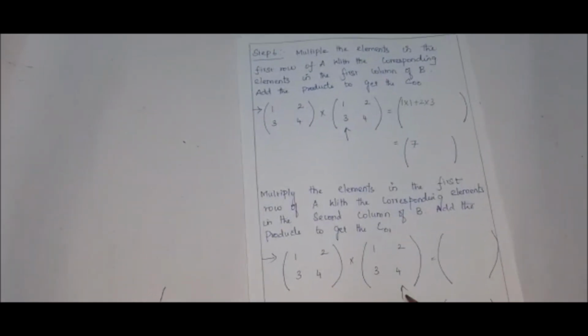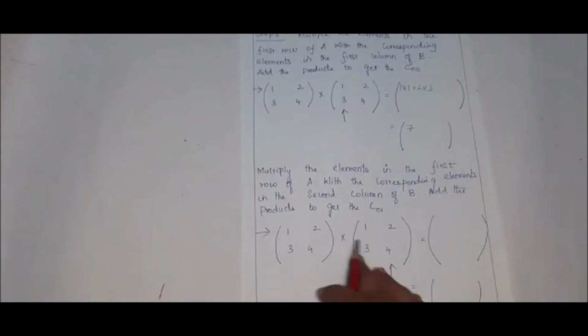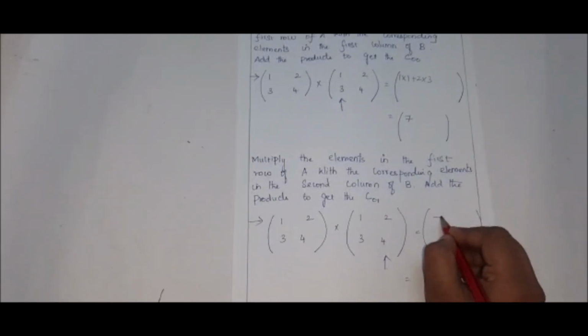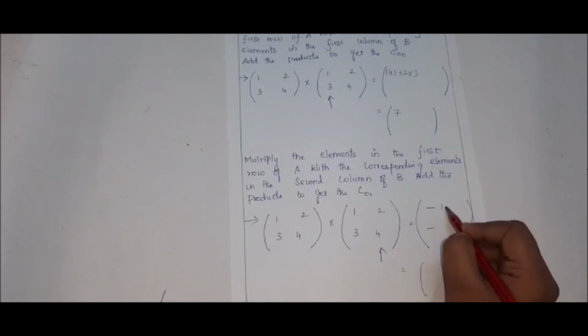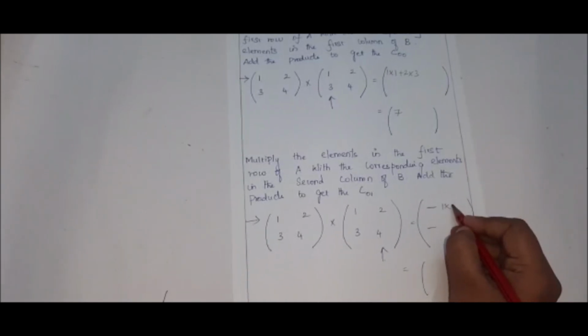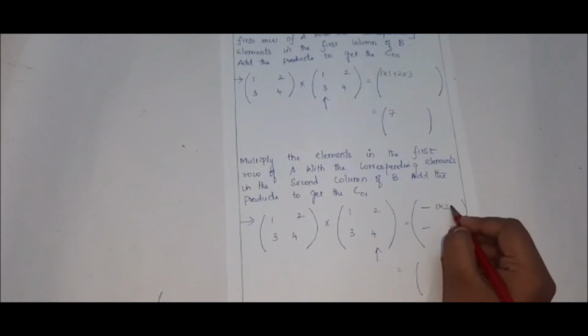Then we need to multiply the first row with the second column in matrix 2. For that, this one we do not need to find, not this one, not this one. We need to find this one now. So 1 into 2 plus 2 into 4. So the value is 2 plus 8, which is 10.